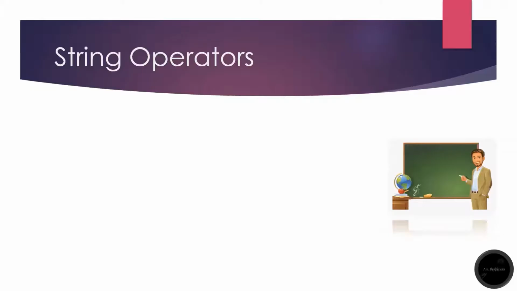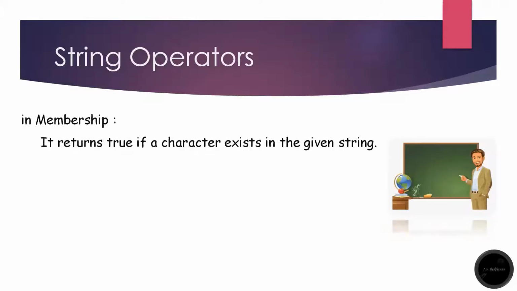Then we have the other string operators, like the in membership operator. It returns true if a character exists in the given string. Suppose you have a string like "my name is Bhupendra", and in the interpreter you use this in membership operator, and you search for "my" in that string, then it will return true, because "my" is present there. It uses the operator in with square brackets.